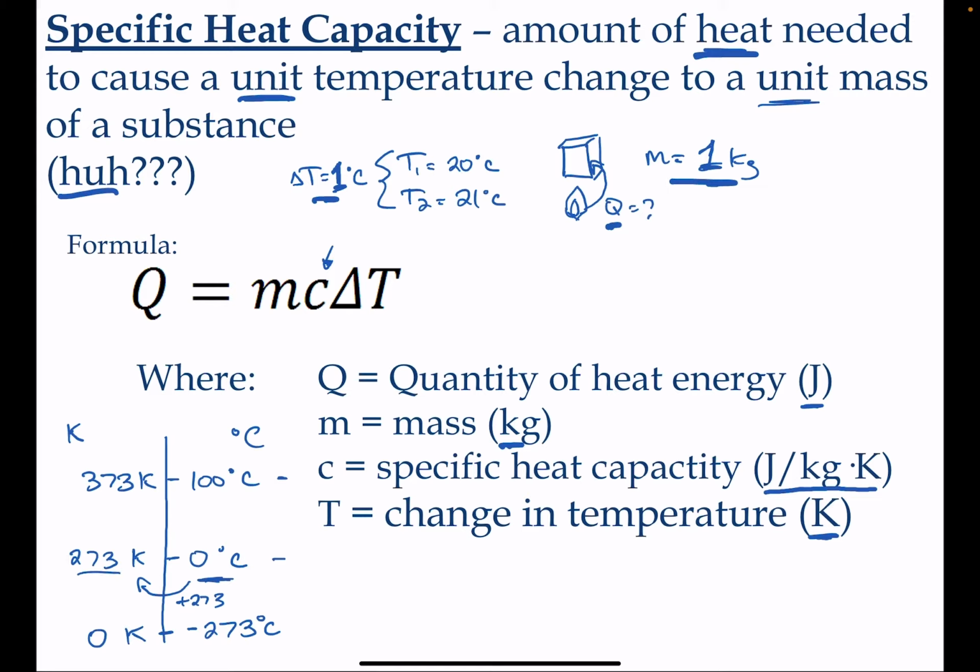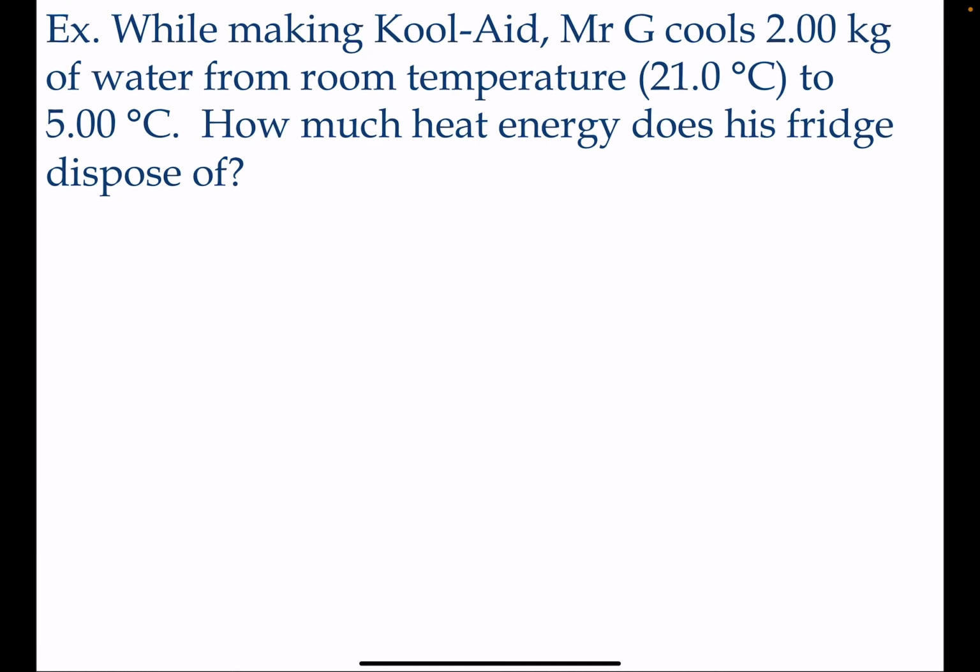But what we can notice here is a change in temperature, a delta T of 100 degrees Celsius is the same as a delta T of 100 in Kelvin. So delta T, it doesn't matter whether we're using Celsius or Kelvin, it'll be the same in either case. That's good news for us, less converting. Let's actually try this out.